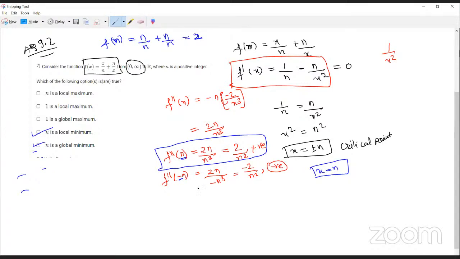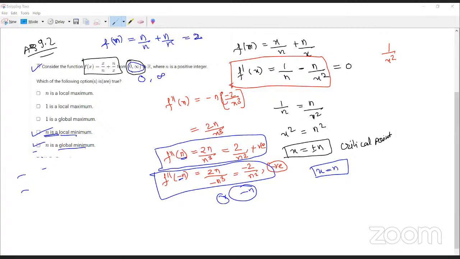Can anyone tell me why I am not considering this minus n? Because we are taking only positive integers. The domain of this particular function is positive, 0 to infinity, so minus n would be a negative number. That is why we are not considering it. So this function will only have the minimum point at x equals n, local as well as global minimum.